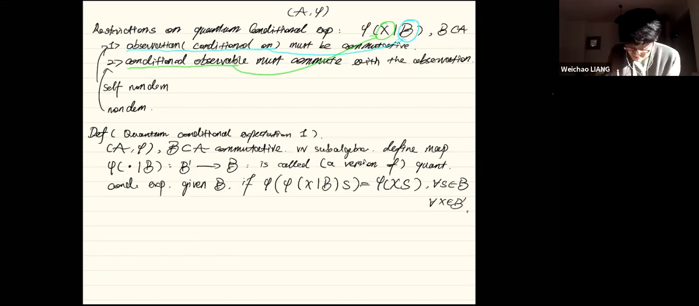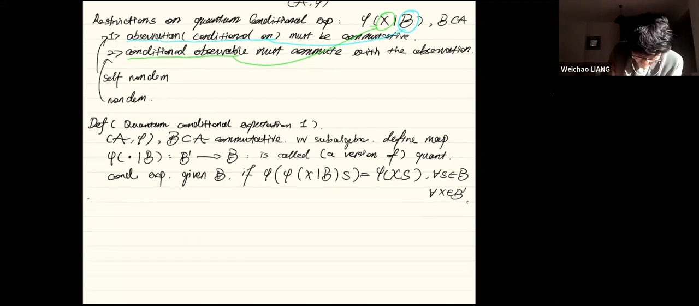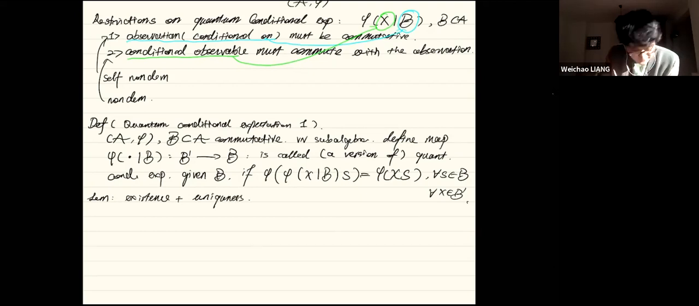Okay, so we have this definition. We call that the quantum expectation. Of course, we give some lemma: the existence and the uniqueness. It is well defined, of course, because we can just apply the spectral theorem and the uniqueness and existence of conditional expectation in the classical case. So here, we call that the quantum conditional expectation is well defined, okay.